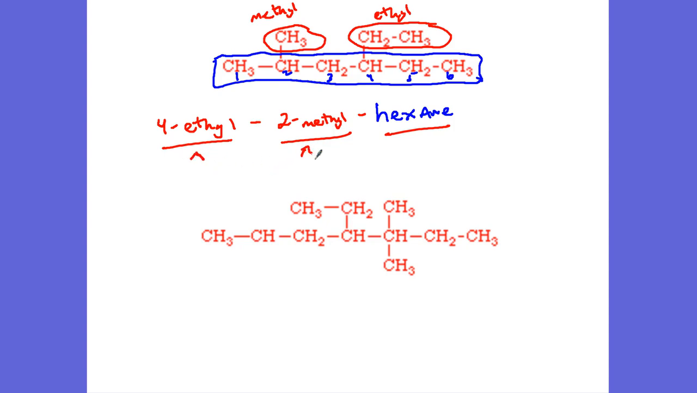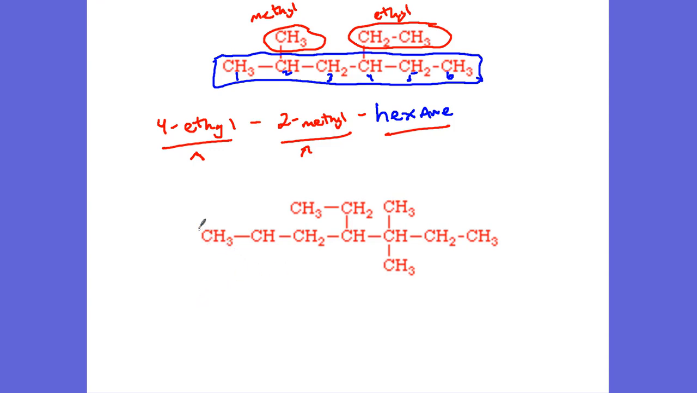Now you might say, Mr. Aiden, do I put ethyl first or do I put methyl first? You always put whichever one is first in alphabetical order. So ethyl is going to come before methyl. They have rules for all this stuff. It makes it easier when you have rules to do it correctly.